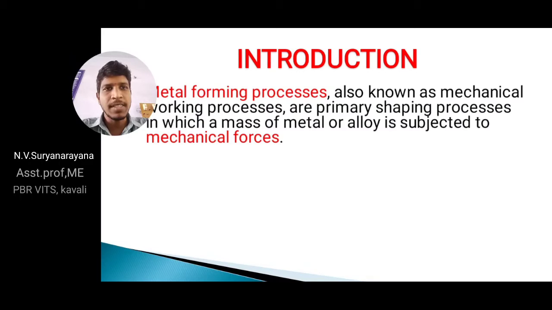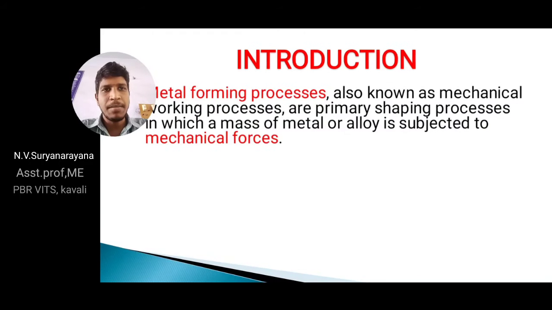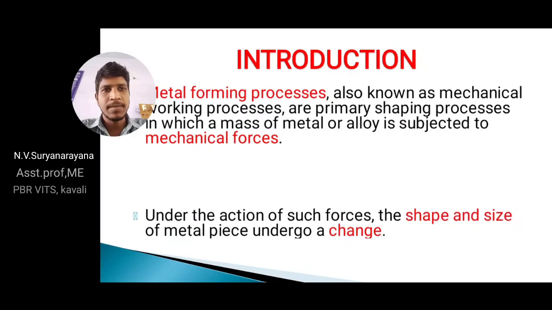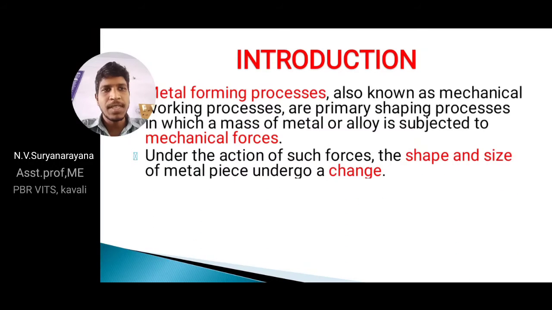Why are we calling it a mechanical working process? Because mechanical forces are involved in it. So for that reason we call it a metal working process or mechanical working process. Under the action of such forces, the shape and size of a metal piece undergo a change. The shape and size are changed according to our requirement by using mechanical force and the application of heat.